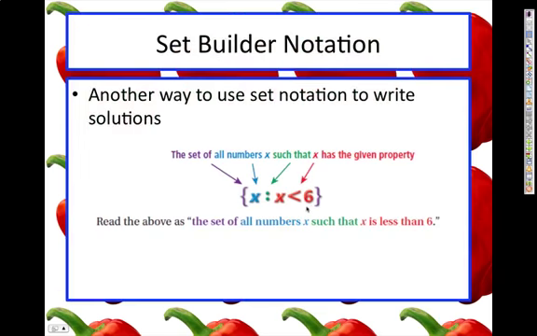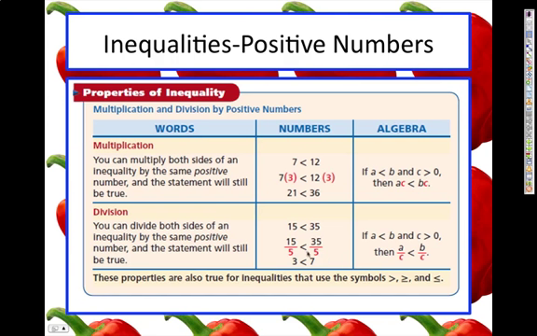Now, this is the idea of when you're using positive numbers, okay? So whenever you multiply, whatever you do to one side, you do to the other. Whatever you divide, whatever you do to one side, you do to the other. Those are basic inverse operations. We've been doing those. So this is nothing new.